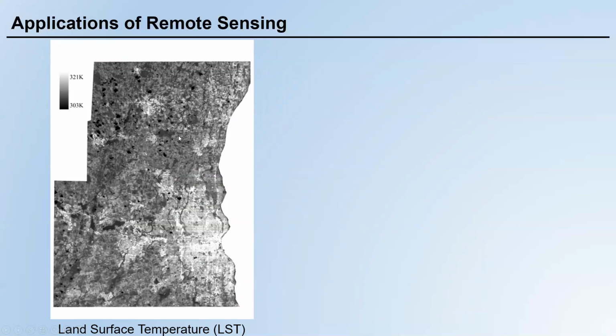So here is a figure from my PhD dissertation, right? So it's a grayscale image, and here is the legend. If the pixel or a specific area in this image is very bright, it means the surface temperature is pretty high.